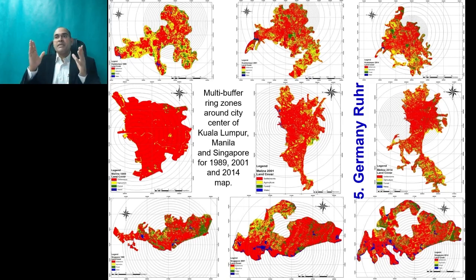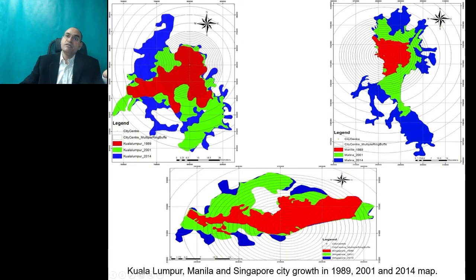Now it's Germany, River University. I was working on Kuala Lumpur, Manila, and Singapore cities and their development from 0 to 50 kilometers from the city center, and what type of classes increase. So this red color is for the built up area. So you can see where the city is growing and in which direction. Here you can see 89, then green phase, so 2001, and blue color is 2014. So in which direction the city is moving from the city center, and how much area is covered.